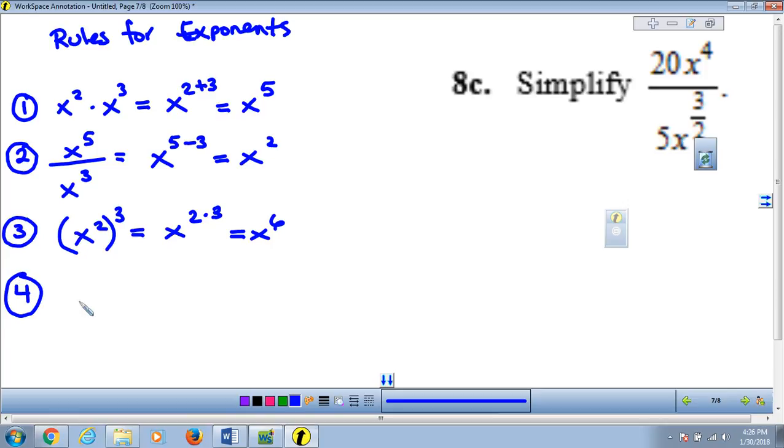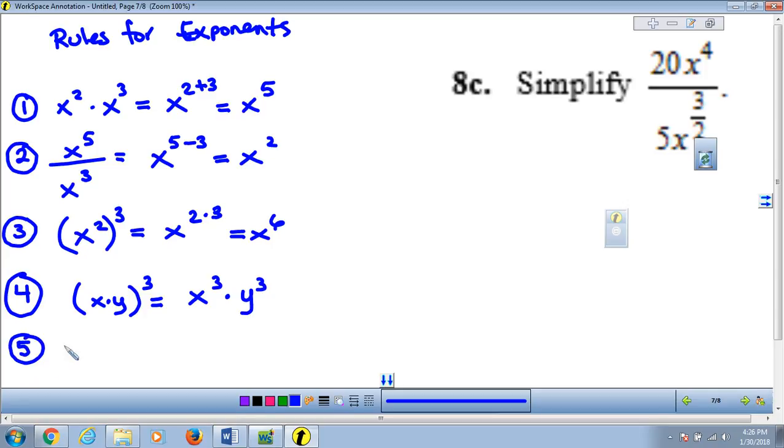Another rule says that if you have, let's say, xy raised to the third power, multiple things inside of a parenthesis. First of all, they're multiplying times one another inside. Even if you don't see any symbol, they are. So then you could assign this exponent to each of these two variables inside.